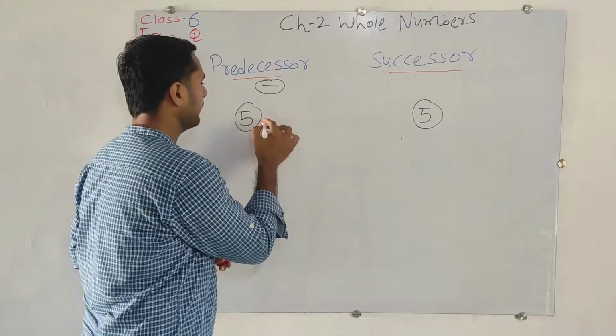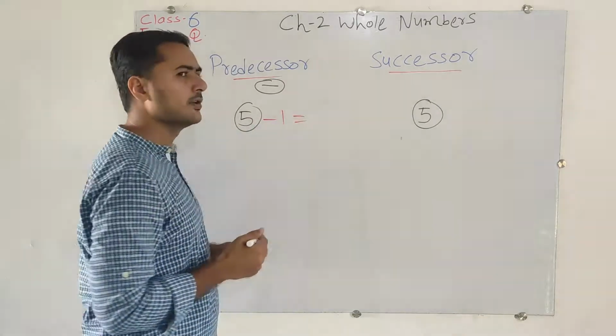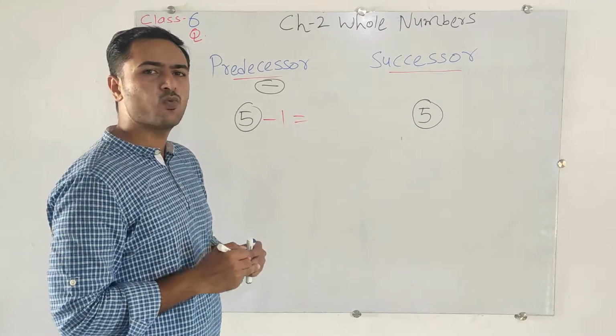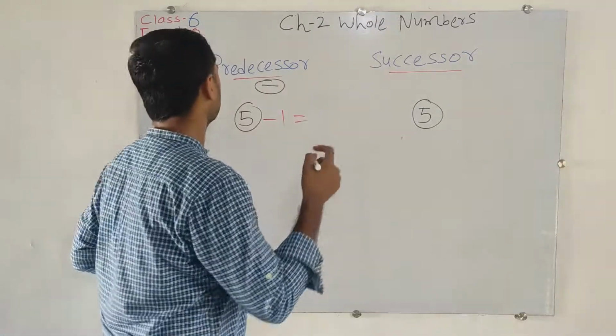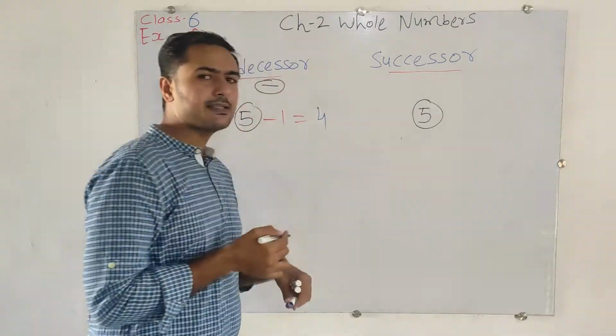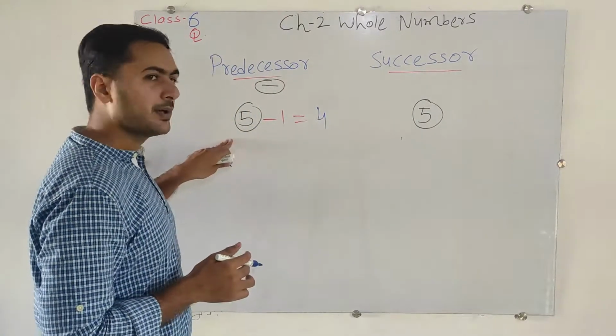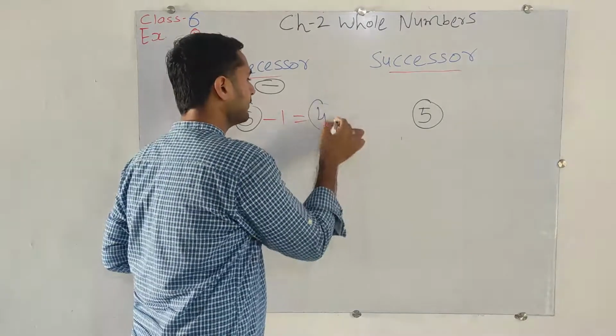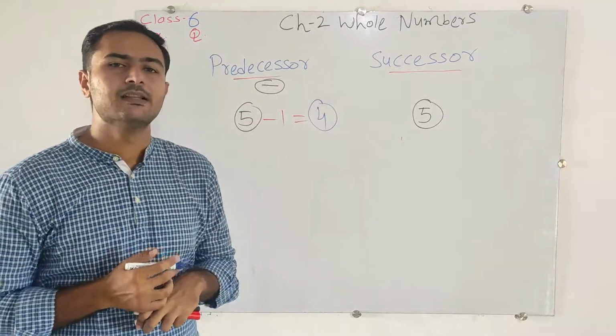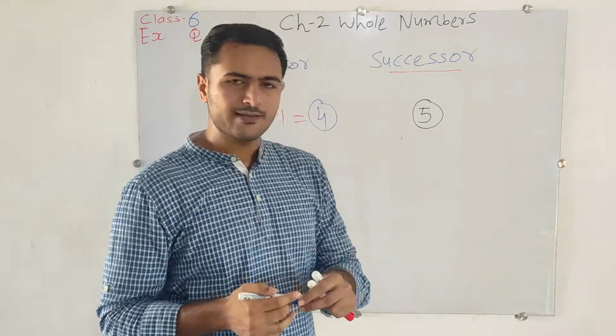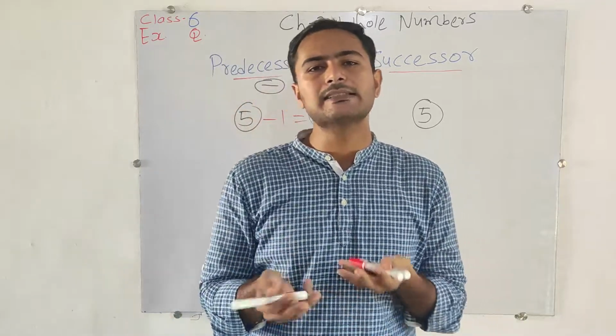Here is 5, so I will do minus 1. 5 minus 1, the answer is 4. So I can just say that the predecessor of 5 is 4. That's really simple. If I ask you the predecessor of 10, that is 9.